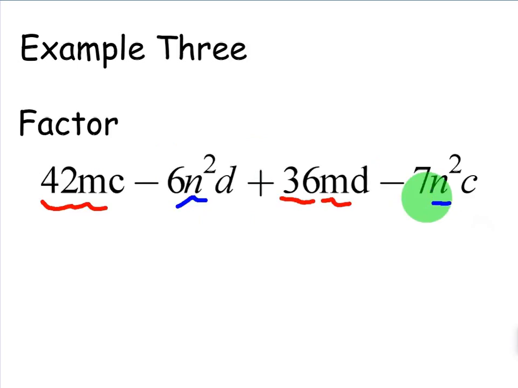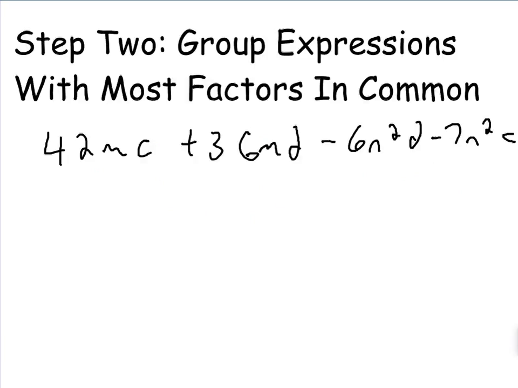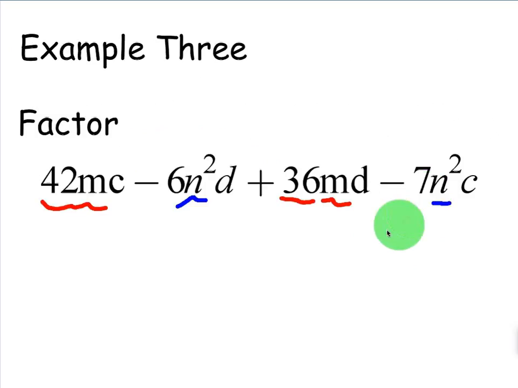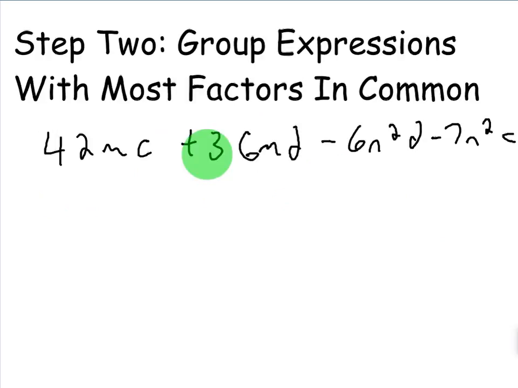All right, so when we rewrite it, we're going to put the 42MC plus 36MD. In other words, the first and the third term, actually. And then we're going to group the minus 6ND, 6n squared D minus 7n squared C. And no, the order doesn't matter in what you put. You could have put these two first and then these two second, just as long as they're grouped. So here's our first grouping.